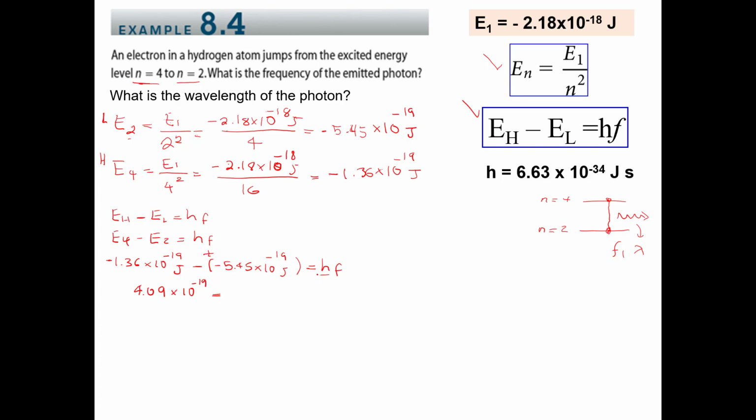Let's write the constant. Planck's constant, the H value, is 6.63 10 to the power minus 34 joules per second times the frequency. Yes, this is the frequency. Now if we want to solve this equation, we divide by the H value on both sides. And we divide the same. We will do the same here.